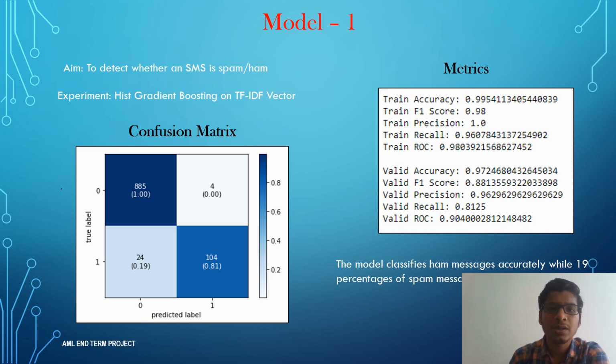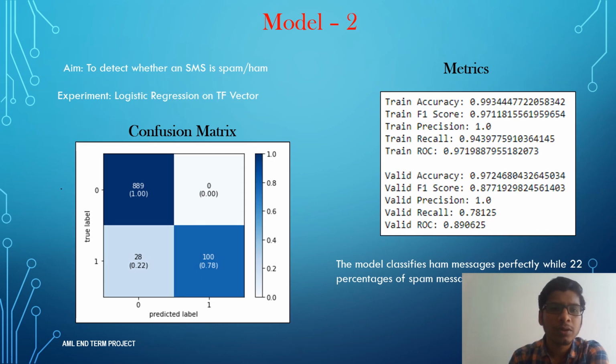So out of these 21 models, we are discussing the first 10 models here. The first model is histogram gradient boosting on TF-IDF, where we have got the best scores. We can see a train accuracy of 99%, F1 score of 0.98, precision of 1 and recall of 0.96. In this model, the ham messages are accurately classified, while only 19% of the spam messages have been misclassified as ham.